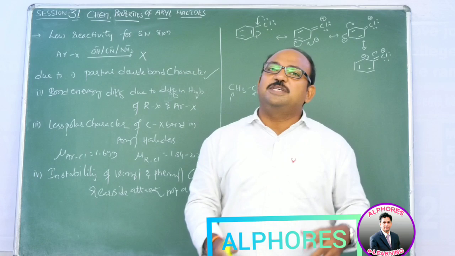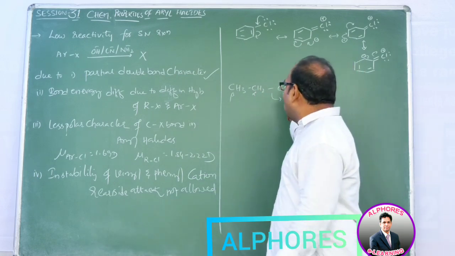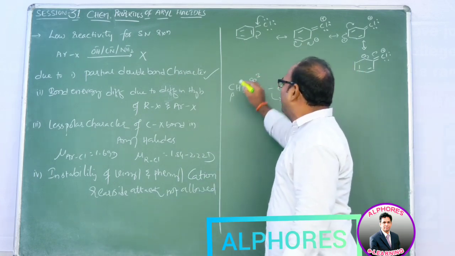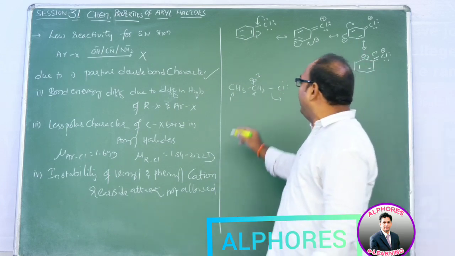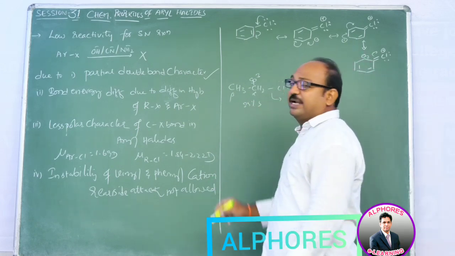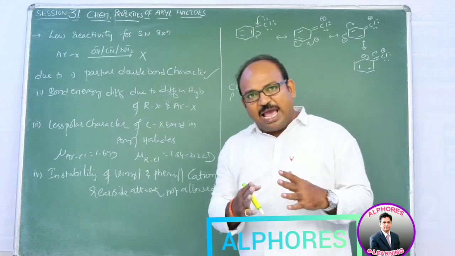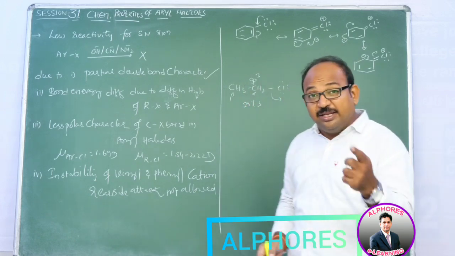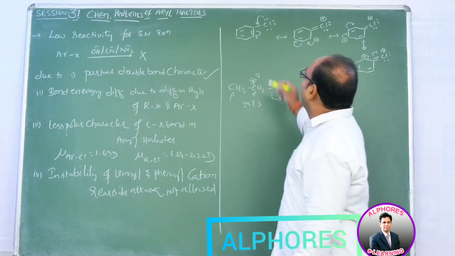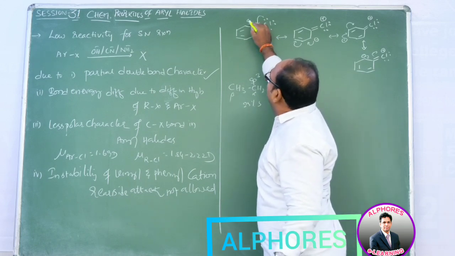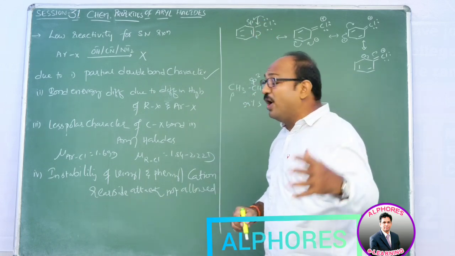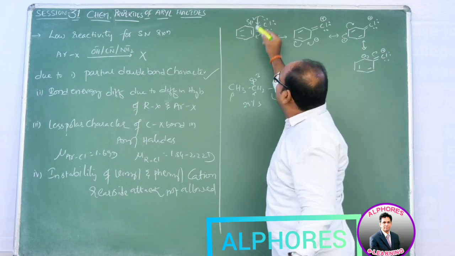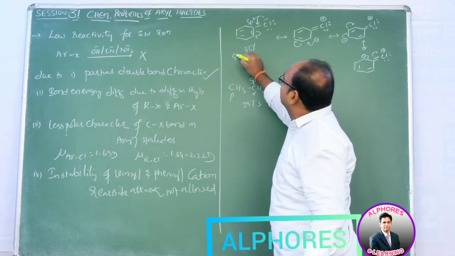And if you observe, in alkyl halides, the halogen-containing carbon is sp3. Because of sp3, it has 25% s character. Whereas the same halogen-containing carbon in aryl halides is sp2. Because of sp2 hybridization, the s character is 33%.